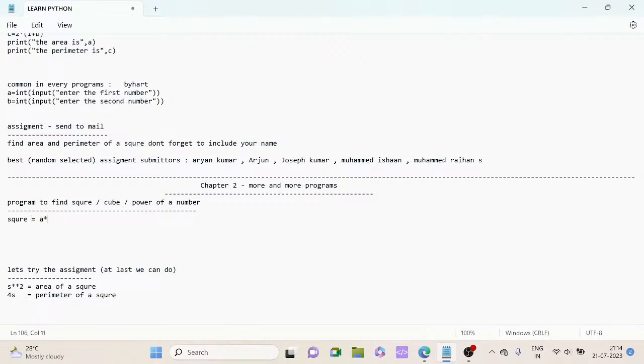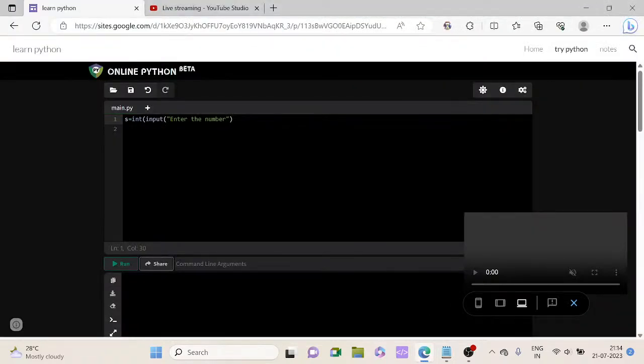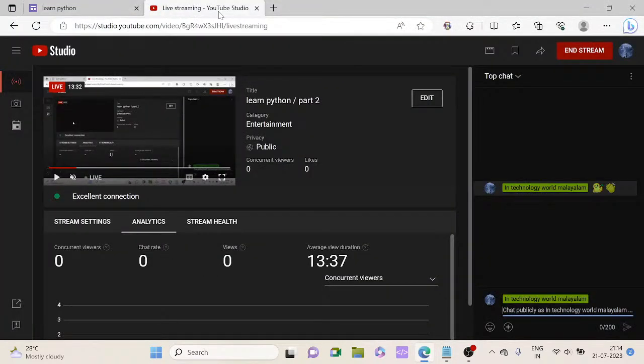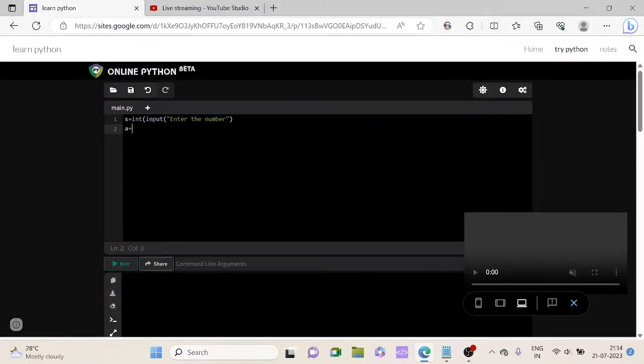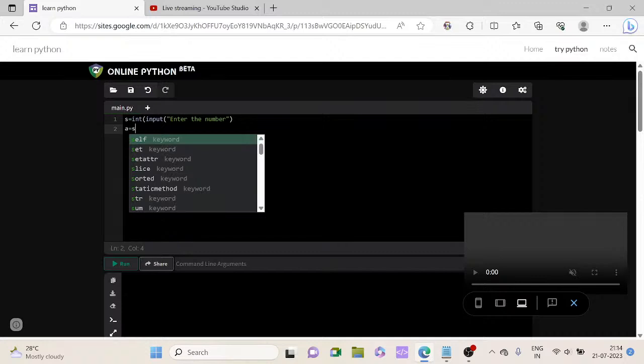That number into that number itself is its square. Everybody knows that's common. So for finding the square, only one line is required there. At the second line you'll type A equal to S into S.